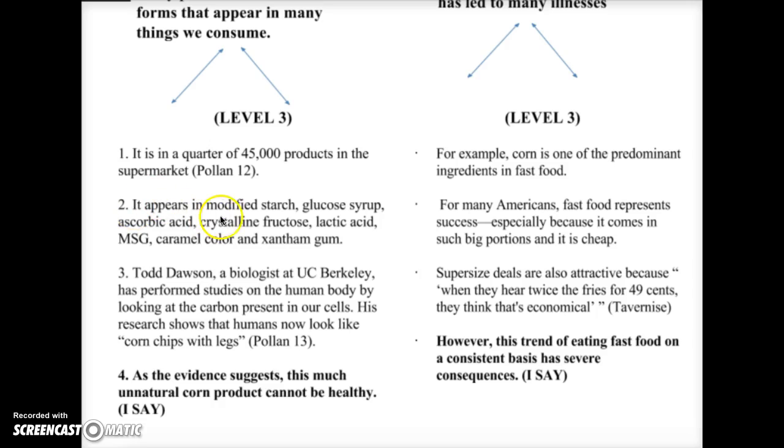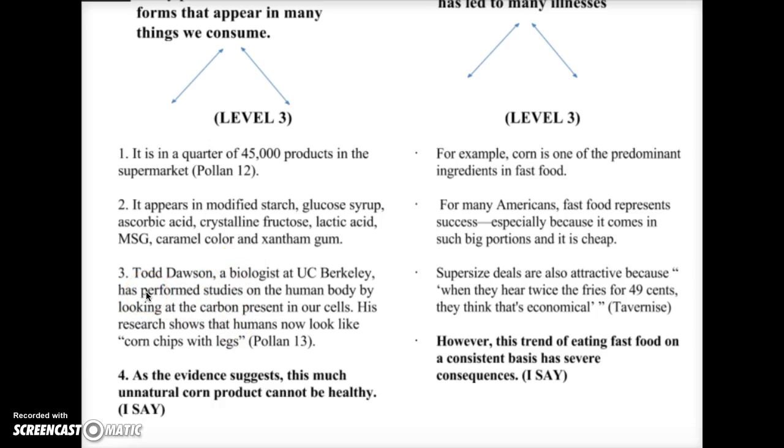It also appears in these ingredients. I'm specifically showing the reader which ingredients: modified starch, glucose syrup, ascorbic acid, crystalline fructose, lactic acid, MSG, the list goes on. As you guys know, there are tons of different ingredients. And then I add even a third bit of evidence.